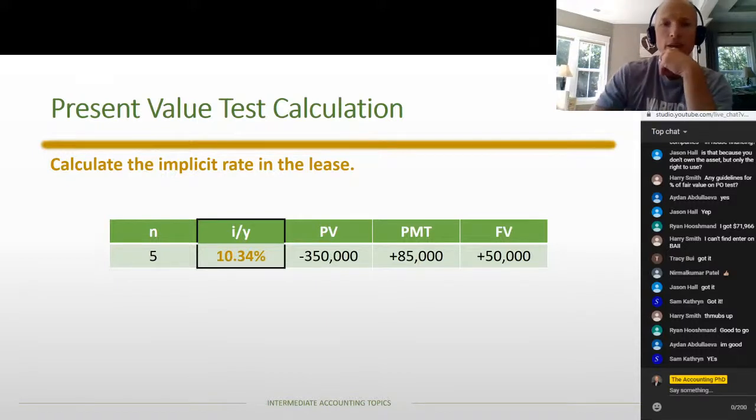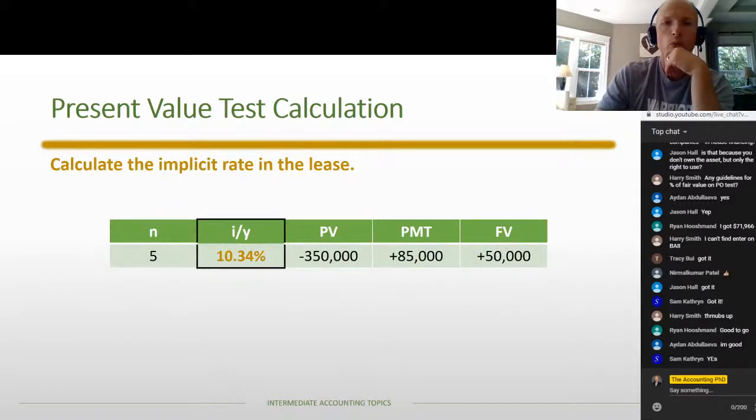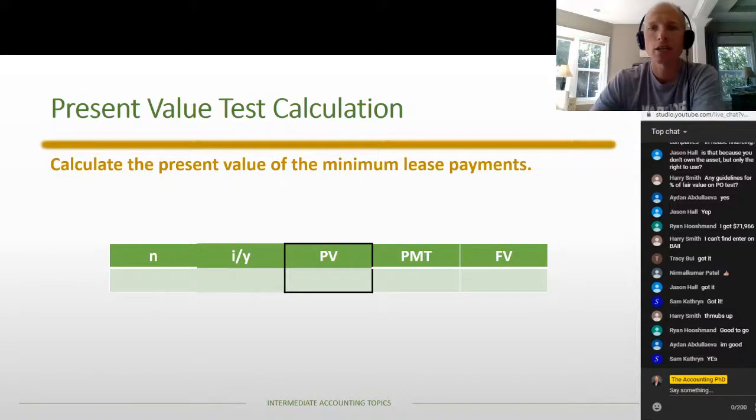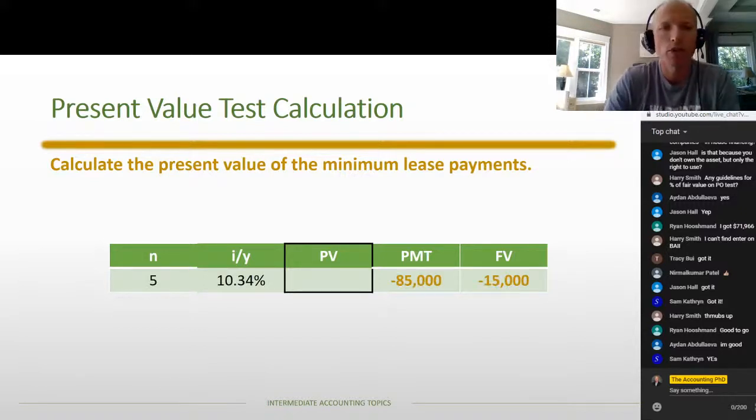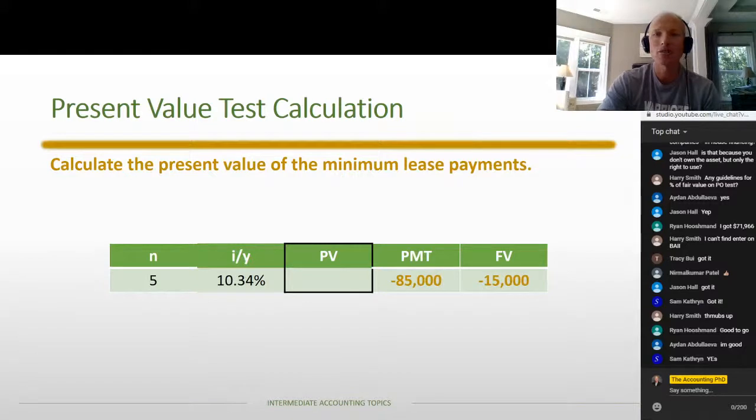So I'm hoping that makes sense. So again, 10.34%. So then the second step is to calculate the present value of the minimum lease payments, and that's now from the lessee's perspective. A lot of the information is the same. So as an example, the n is still 5, the I/y is still 10.34, which we just solved for. Now the payments flip in sign. So before it was positive 85,000, now of course it's negative 85,000 because from the lessee's perspective they're making the payments.